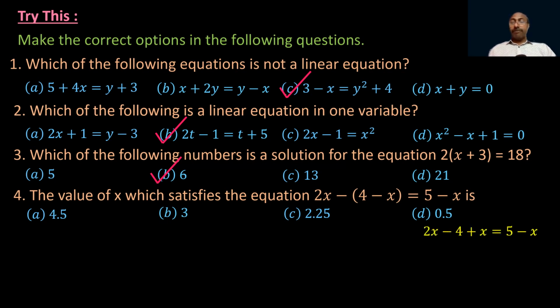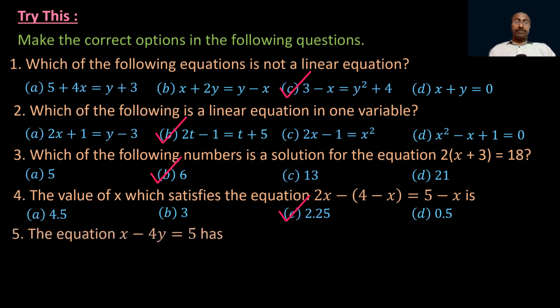2x minus half 4 minus x is 2x minus 4 minus into minus x, that is plus x, is equal to, on right hand side we have 5 minus x, and from this we can write 3x, and taking minus x on right side to left side we have plus x. 3x plus x is equal to 5 plus 4, that is 4x is equal to 5 plus 4 is 9, and from this we can write x is equal to 9 by 4, that is 2.25. So the solution of the given equation is option C, 2.25.